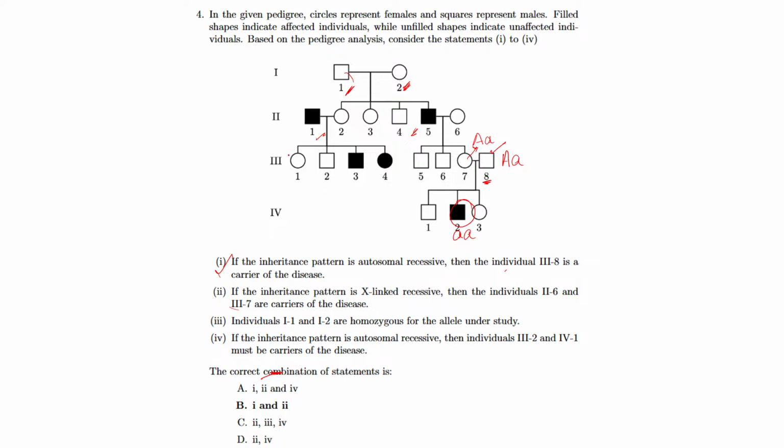2-6 and 3-7 are the carriers of the disease. So let us check this. The individual 2-6. So this is an affected one. This is X-linked recessive, which means this male is affected.